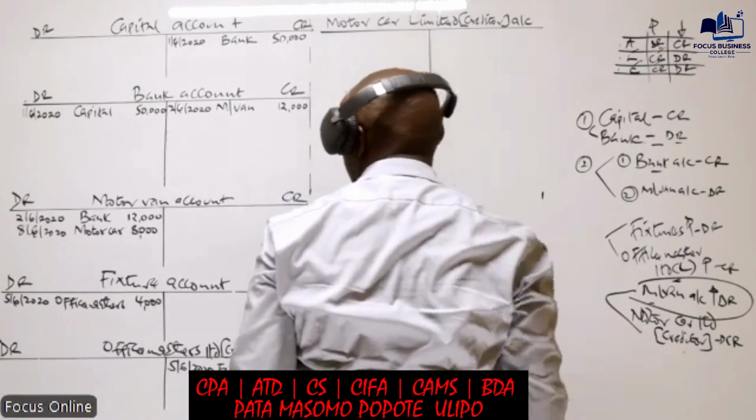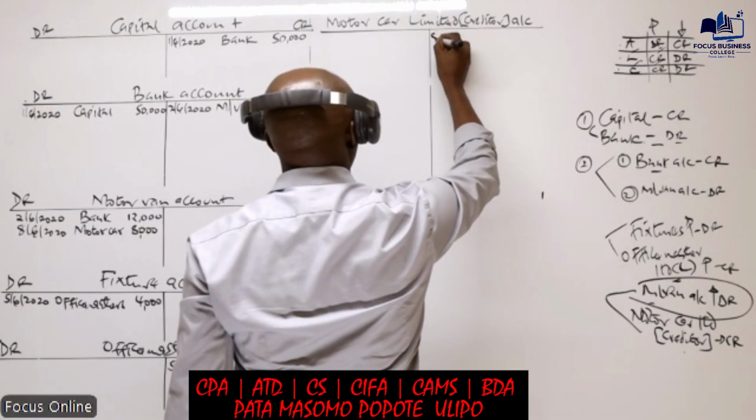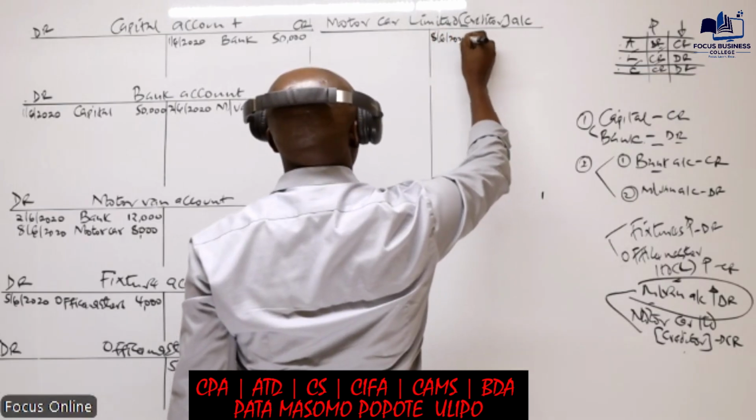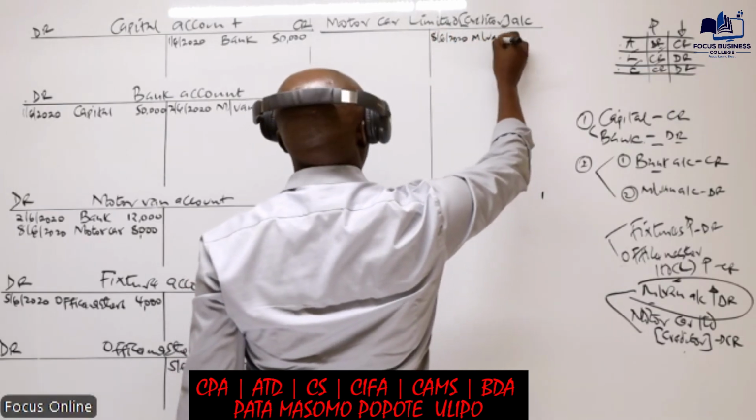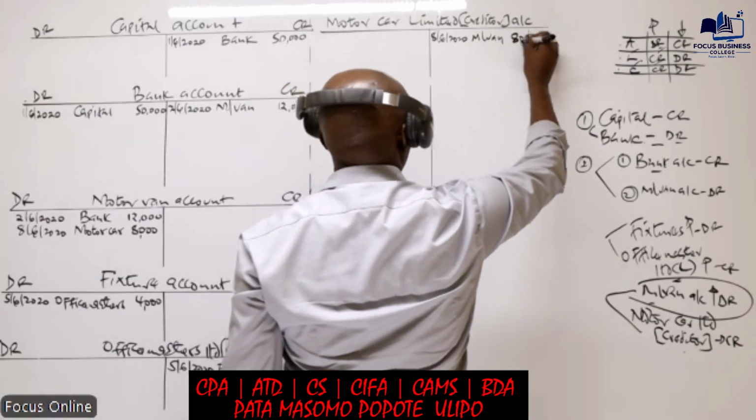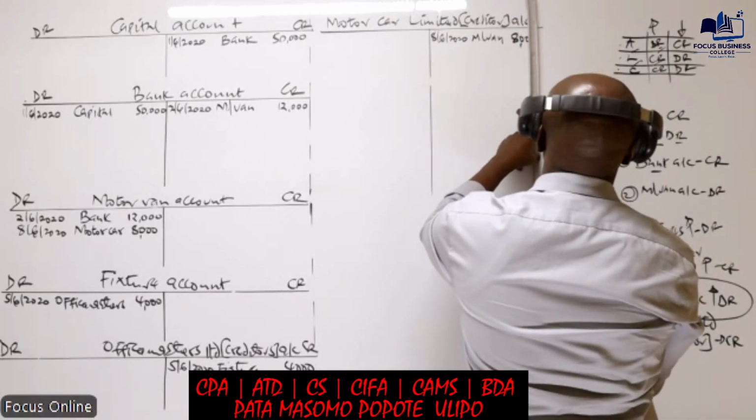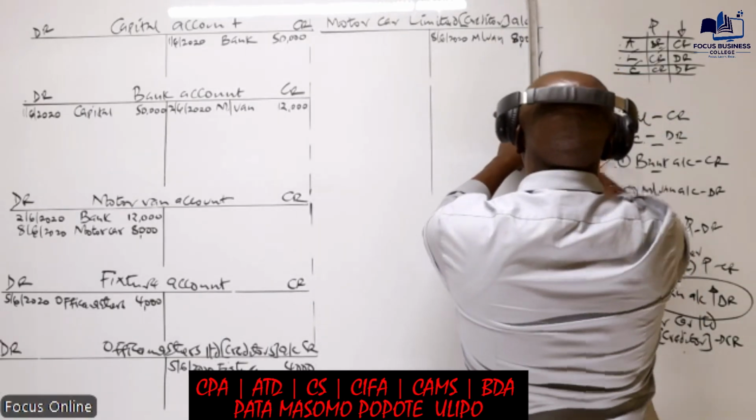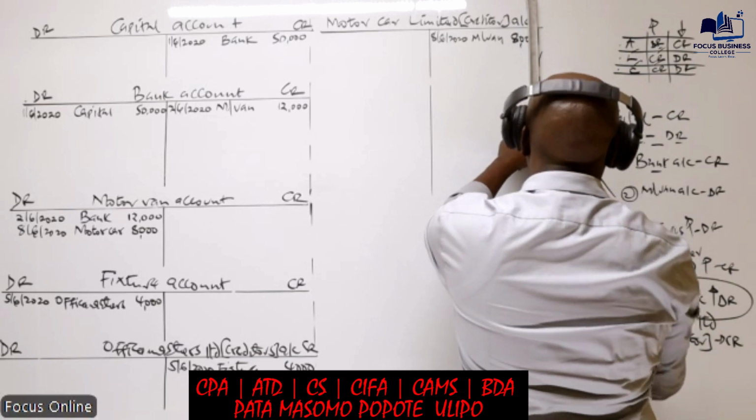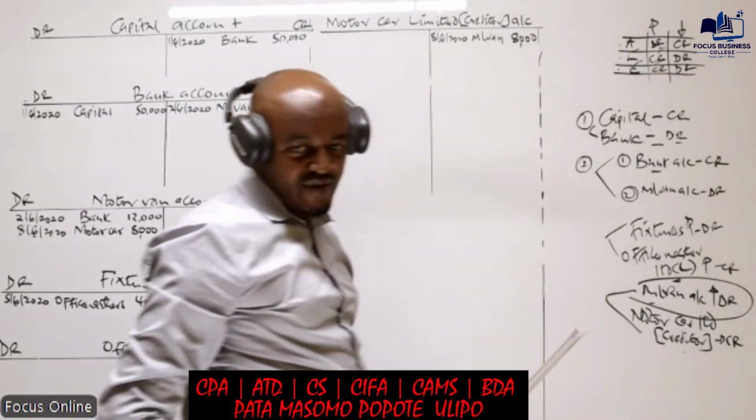Yes, so this particular account here will be credited. The date is 8th June of 2020. The other entry is in the motor van account with an amount of 8,000, like that. Yes. So basically we are done with that.